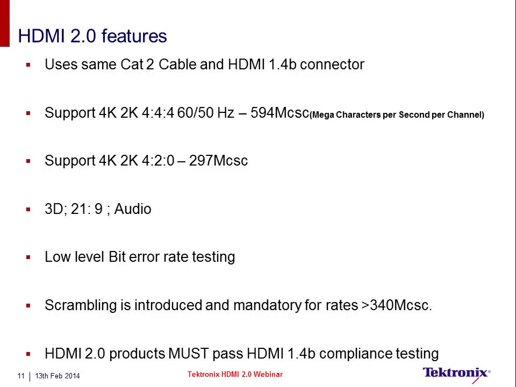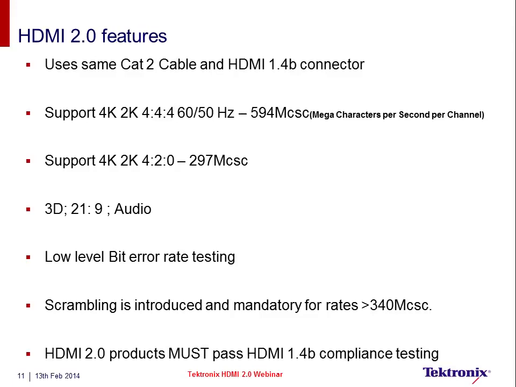Now let's focus on some of the features of HDMI 2.0. The most important and compelling point is HDMI 2.0 uses the same category 2 cable and HDMI 1.4b connector. This was a very conscious decision made to ensure that there is no major disruption in the adaptation when the specification rolls over to 2.0.